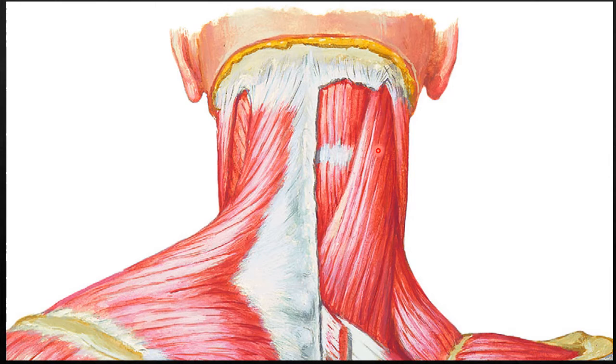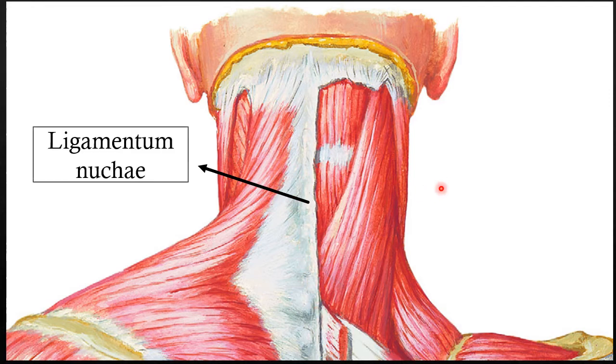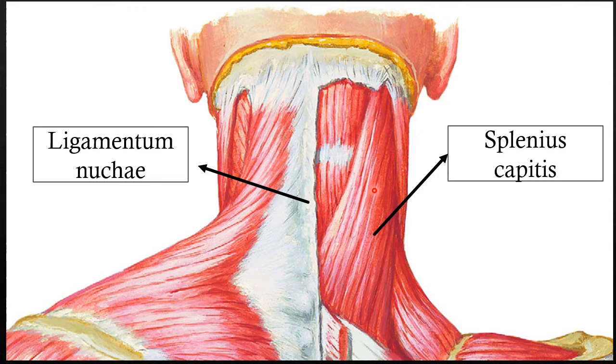I will show that muscle. First, the ligamentum nuchae is present at the midline, where we can identify the origin of the trapezius and other muscle fibers arising by tendinous origin. Then the muscle running obliquely and reaching the mastoid process is called the splenius capitis. Here you can identify a triangular area, which is called the occipital triangle.